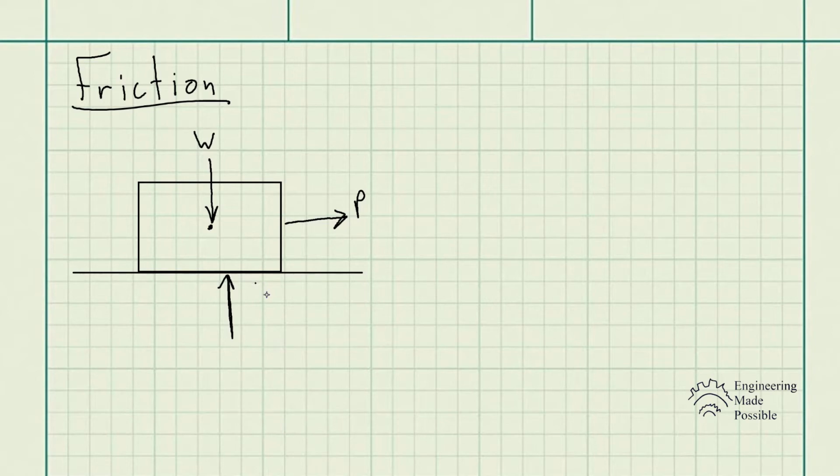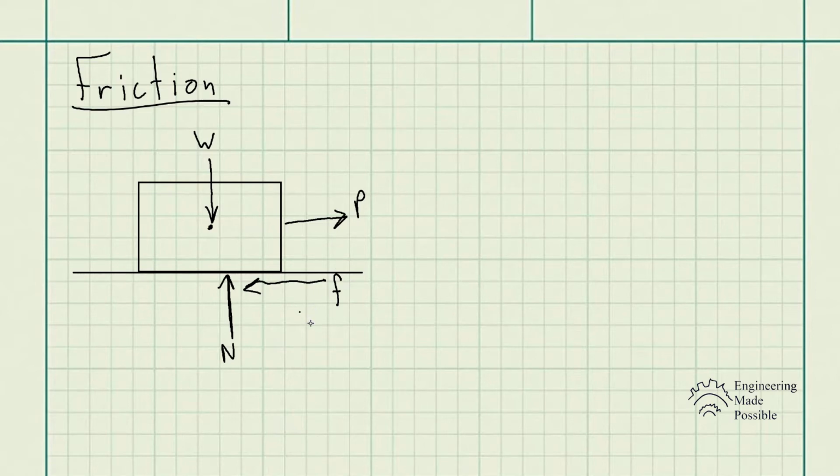Now, how we represent the frictional force is that the frictional force is always opposing the motion. In this case, since there's a force P going towards the right, the frictional force will be acting opposite. So let's call this lowercase f for the frictional force.